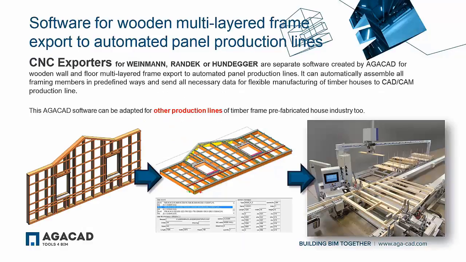Software for wooden multi-layered frame export to automated panel production lines. The CNC Exporters for Weinmann, Randek, or Hundegger are separate software created by AGACAD. It exports wooden wall and floor multi-layered frames to automated panel production lines, and this AGACAD software can be adapted for other production lines of the timber frame prefabricated house industry too.